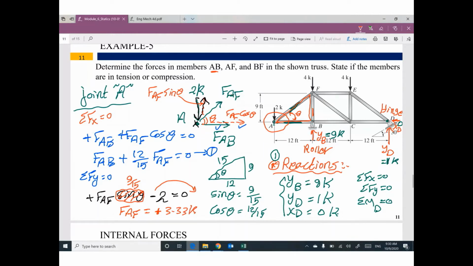Please go back to this value and put FAF equal 3.33. So I can figure out the value of FAB. FAB will be negative, I believe. If you move this value to the other side, it will be negative 2.67.